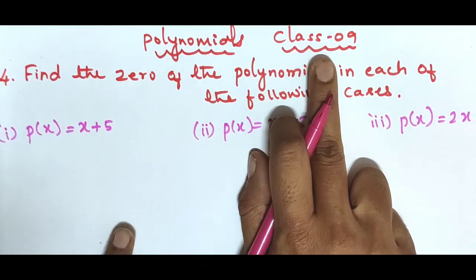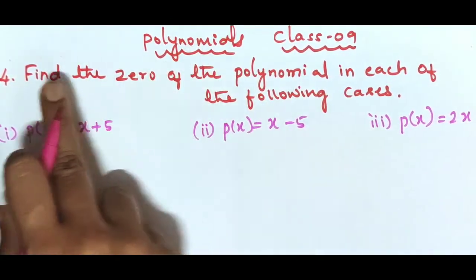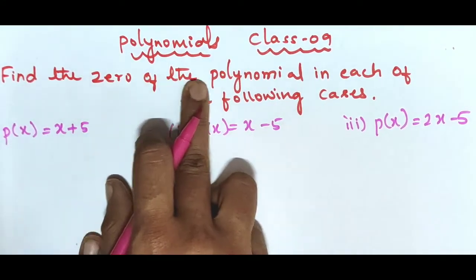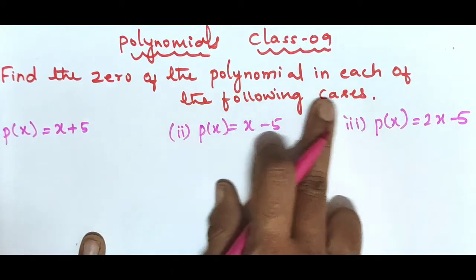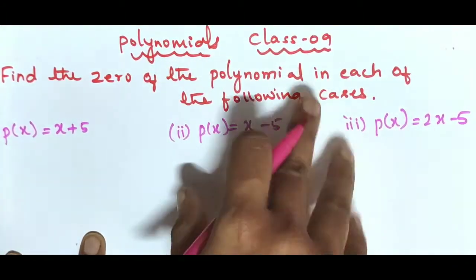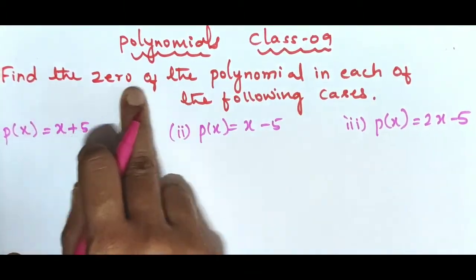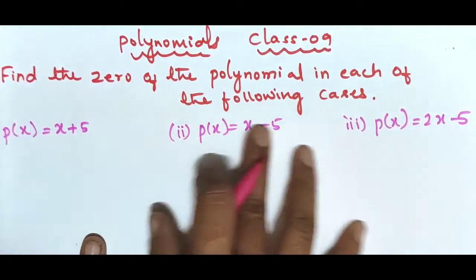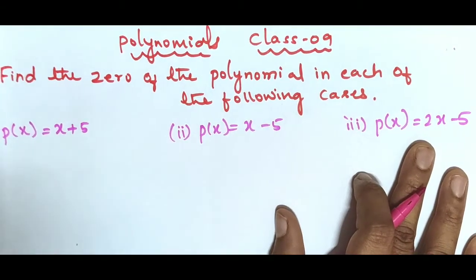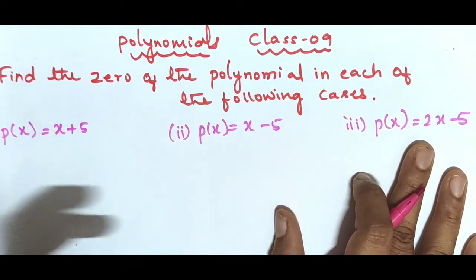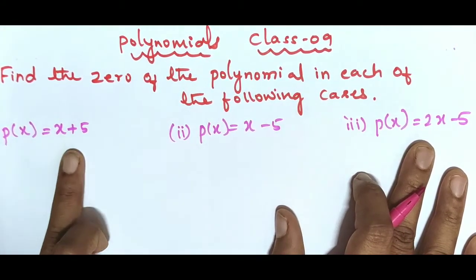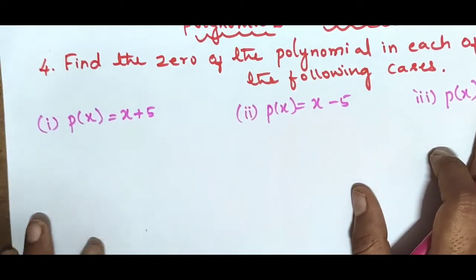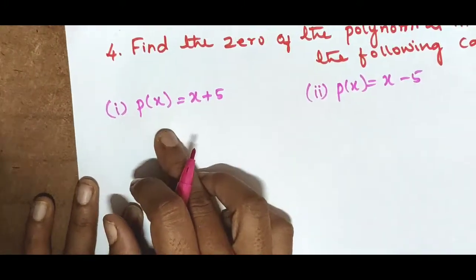So today, continuing class 9th polynomials, question number 4. Here they are asking us to find the zeros of the polynomial in each of the following cases. We just have to find the value of x here. They gave some polynomials, and we have to find that value. That means we have to equate this polynomial to 0 and then find the value. So let's see how to find that value.